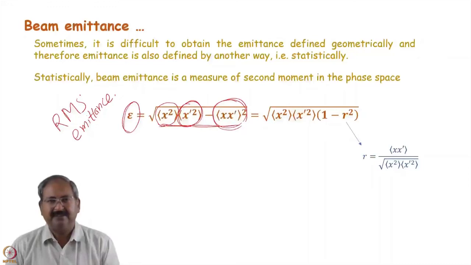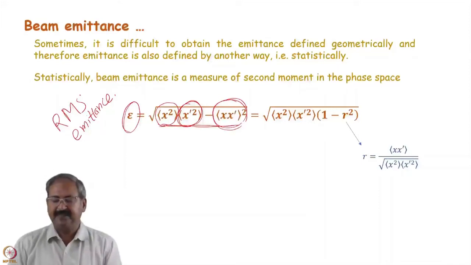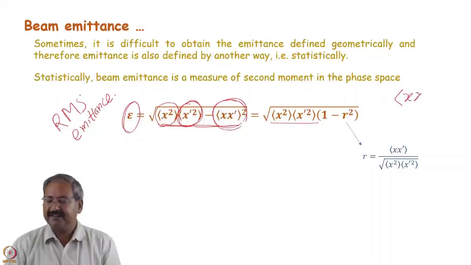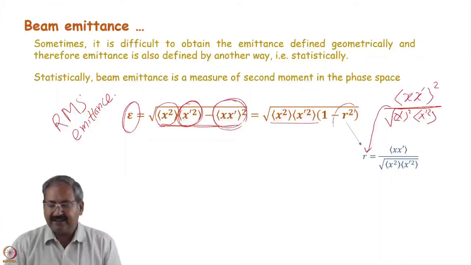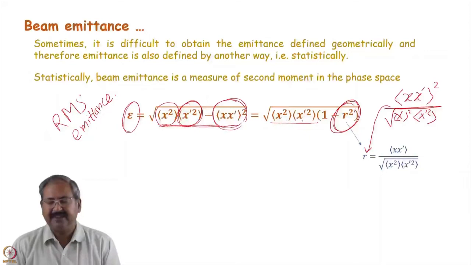So emittance can be defined geometrically by taking the area of the largest ellipse, or you can define the emittance using the statistical formulation if you know x and x prime of each particle. So by taking out this x, x prime square as common, you will have here in the second term x, x prime upon under root x square, x prime square, and this is the R. So this R is defined by the alpha. If alpha is 0, then this R will be 0, and at that location your emittance will be just like sigma and sigma prime.